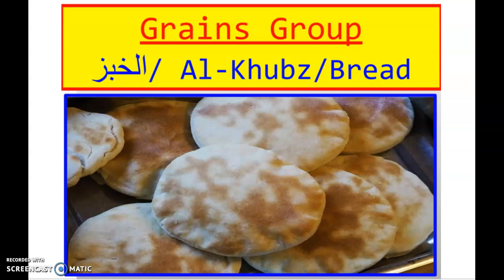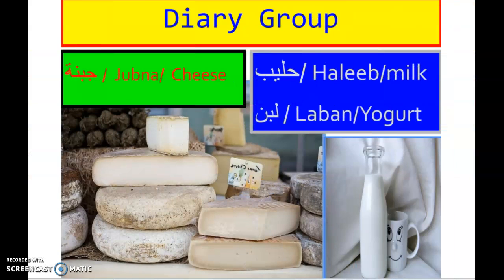Pita bread. ممتاز. And here we are looking at our third healthy food group. And this is the dairy group. The dairy group has al-jubna for cheese, halib for milk, and laban for yogurt. I like all these three items, foods in the dairy group.